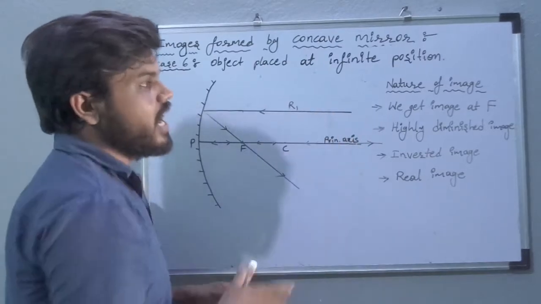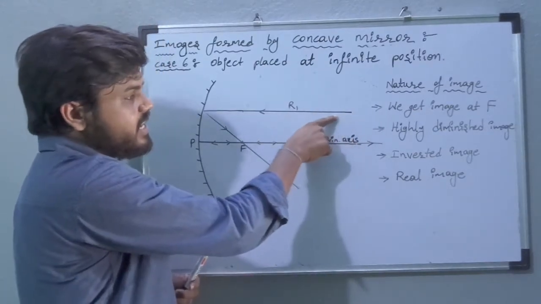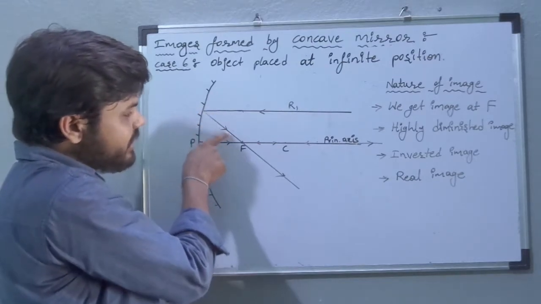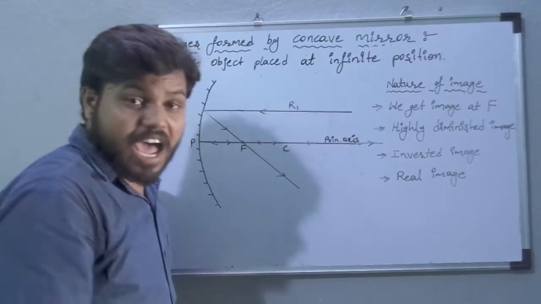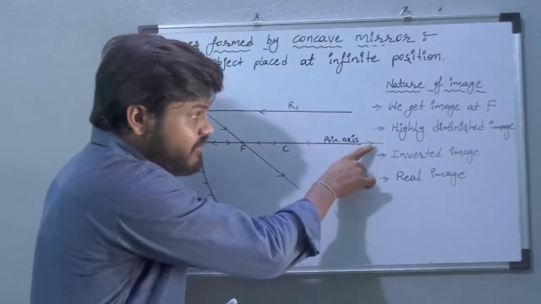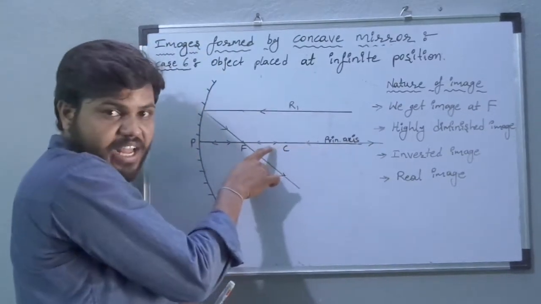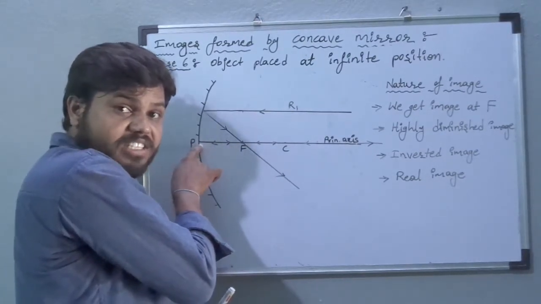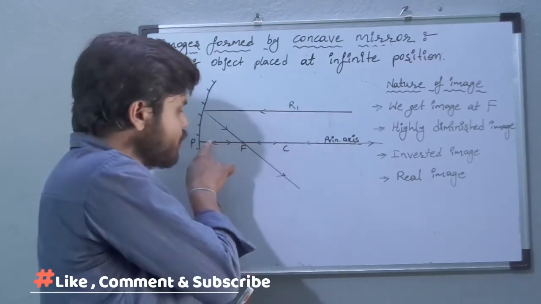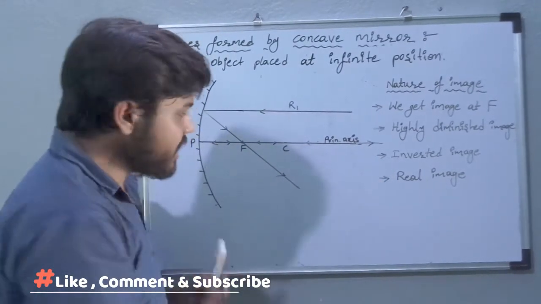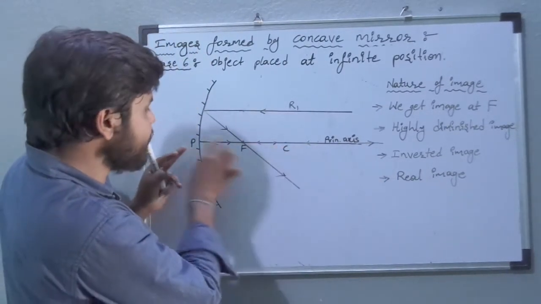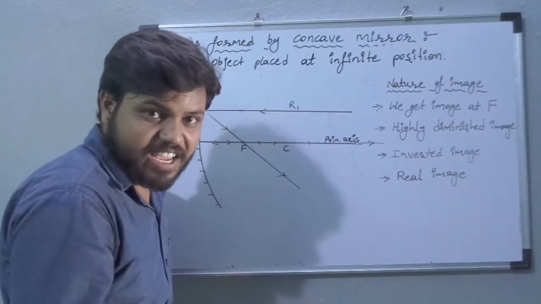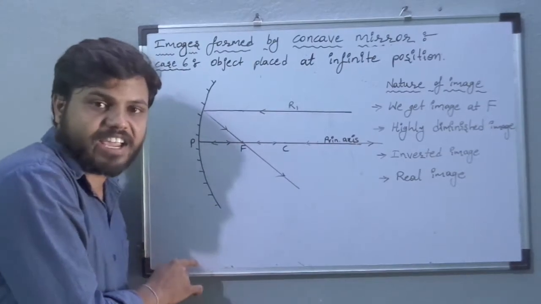So from that I am taking one ray. The incident ray is parallel to the principal axis. After striking the mirror, the reflected ray is passing through the focus. Another ray I am taking, the ray which is coming through the principal axis. After striking the mirror, it goes back in the same direction. Because if we join this center of curvature and the mirror, we get the normal, right? So the incident angle is 0, and automatically the reflected angle is also 0.